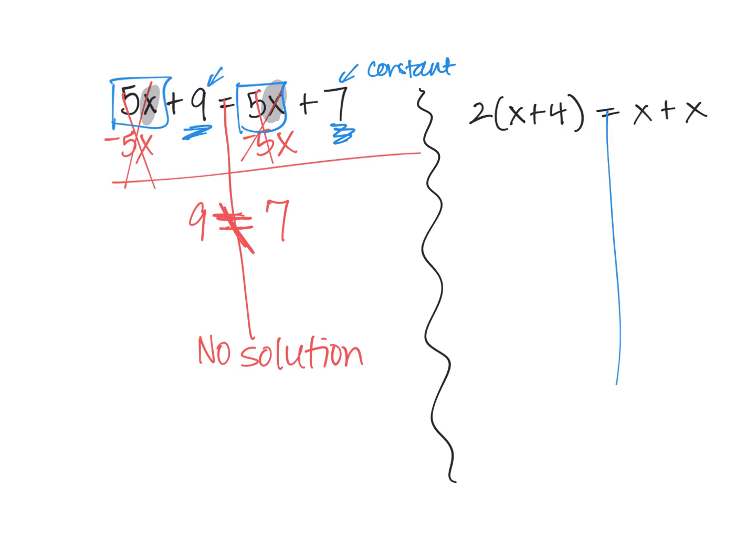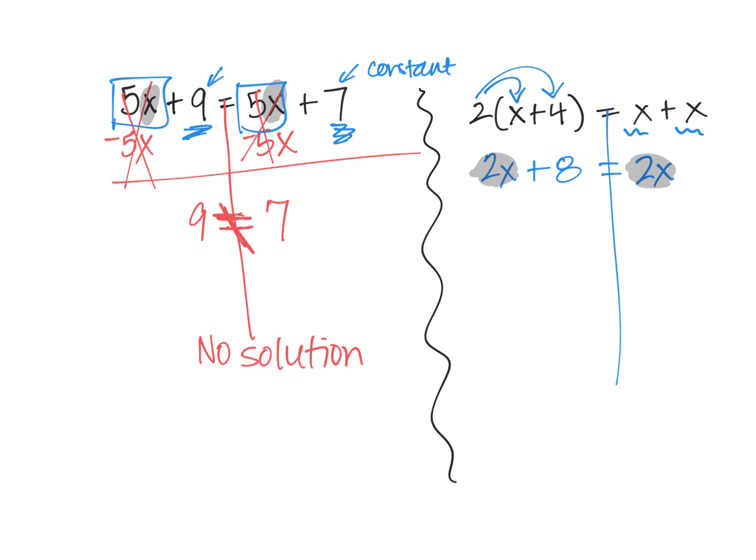So the first thing I would always probably do is distribute. I'd say, okay, 2 times x is 2x. 2 times 4 is 8. So on that side, I get 2x plus 8. On the second side, I need to combine like terms. So if I have x plus x, that's the same as 2x. All right, so now right away, you might notice, hey, look at this. They both have 2x's on that side.